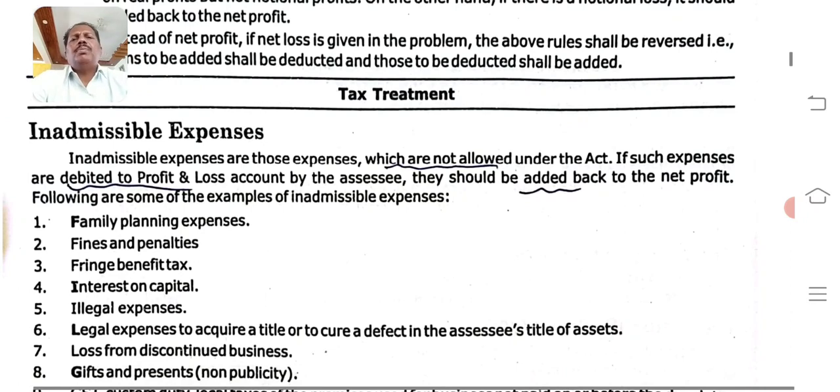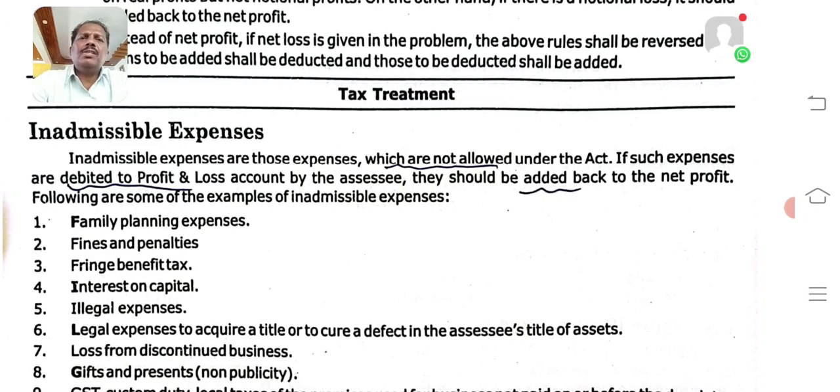So, what is inadmissible expenses? Inadmissible expenses are those expenses which are not allowed under the Act. If such expenses are debited to P&L account by the assessee, they should be added back to the net profit. Following are some of the examples of inadmissible expenses.